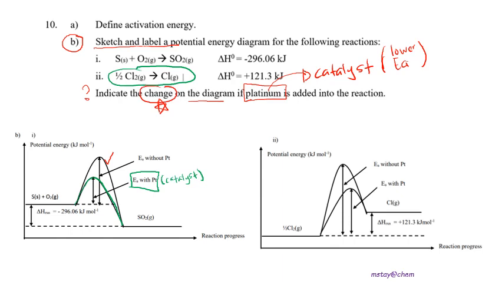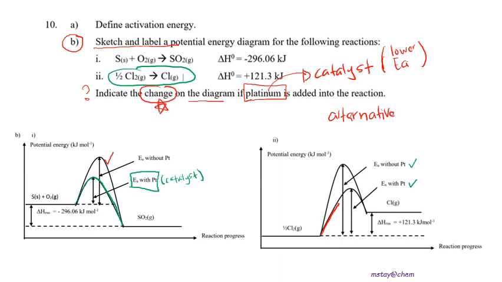Okay, next, same case for the second one, the chlorine molecule to chlorine atom. Again, you will notice that the one without platinum has greater activation energy, while the one with the catalyst platinum will have lower activation energy. Again, you will notice that for the lines that you're going to draw here, the black line and the red line, you need to show the difference, because the pathway, as we already mentioned in the explanation, is alternative. Alternative means another method.